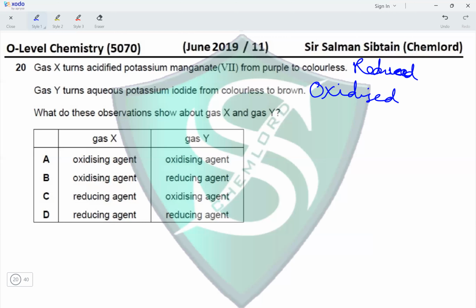Gas X: if potassium manganate is being reduced, that means gas X is a reducing agent. So that eliminates options A and B, and we will continue on with options C and D. And since gas Y oxidizes potassium iodide, it is an oxidizing agent, which makes option C correct and option D incorrect. Therefore, the correct option for this question is option C.